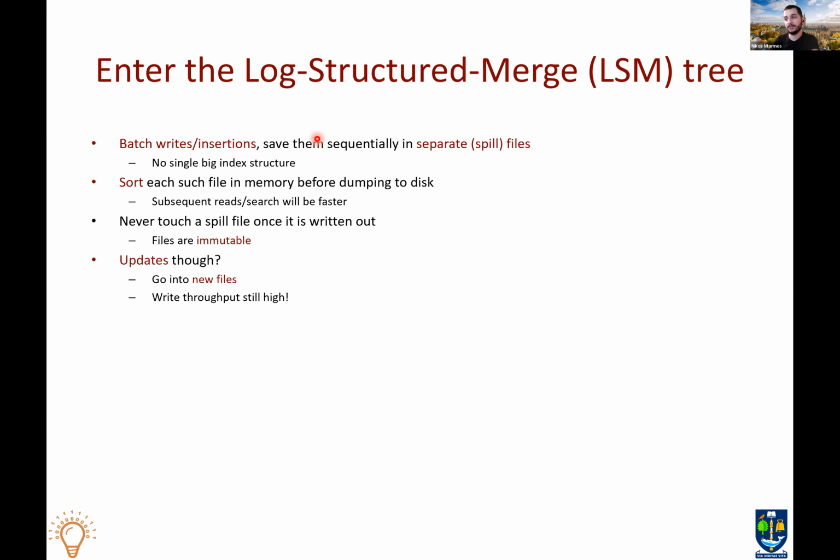Okay, just as we said, you append something to the end of this conceptual log, or in essence, you add something to the new batch. When that batch fills up, you sort it, you store it on disk in a spill file, and now you've done your update. So your write throughput is still high. But what happens with reads?